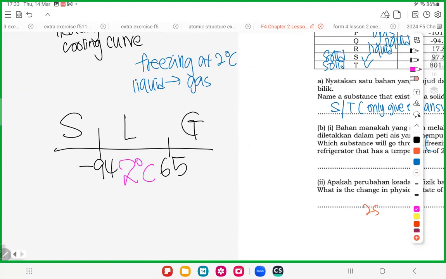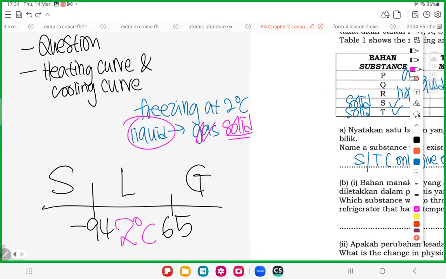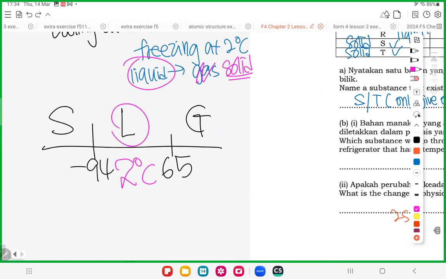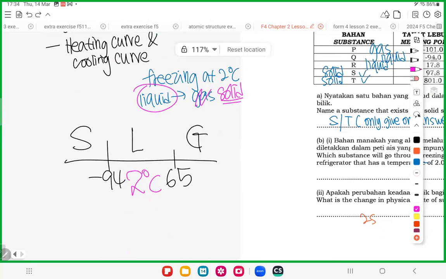Q is a liquid, because 2 degrees Celsius is in the middle of negative 94 and 65. So it is a liquid, but we are not looking for liquid. We want freezing. Sorry, I wrote it wrongly. This one should be solid. My bad. Freezing is liquid to solid. So obviously, at 2 degrees Celsius, you are liquid, you are not solid. So that's why I say Q is one of the worst answers you can ever choose.